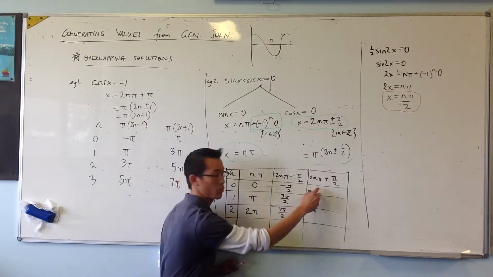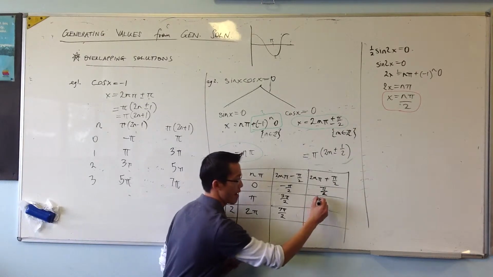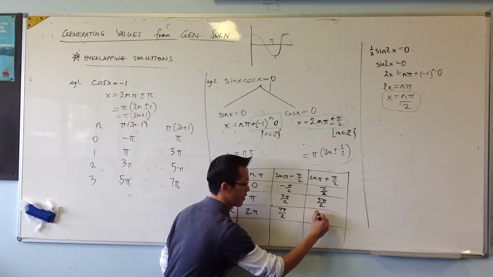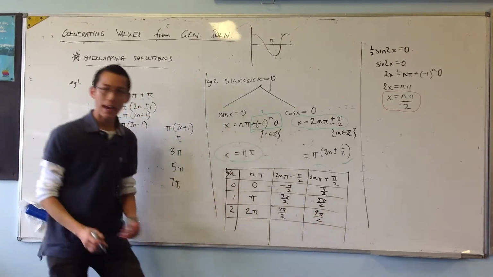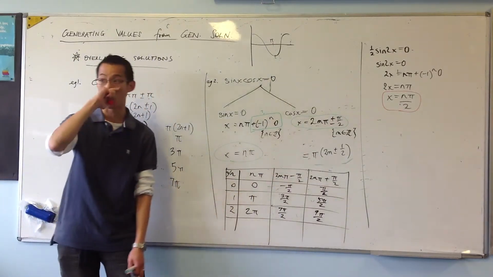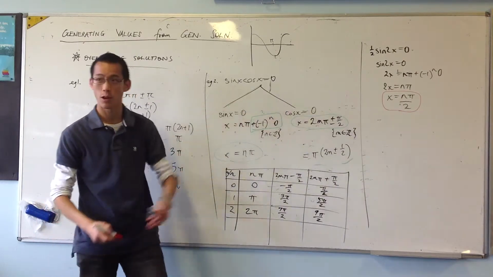All right, now we rehearse it with this column. Positive pi on 2, first value. Add another 2 pi. And then add another 2 pi. Okay, so now you can see these are all the solutions we get out of these 2 green branches, as it were. Let's test it out with this one over here.